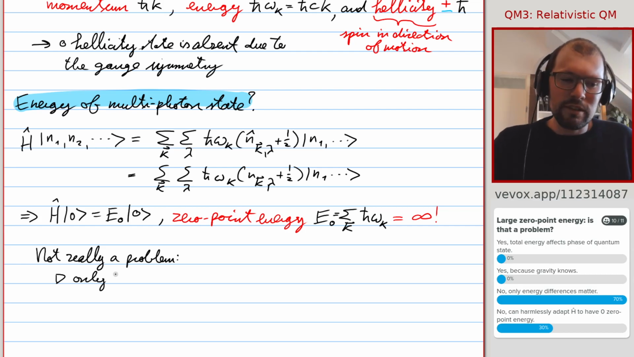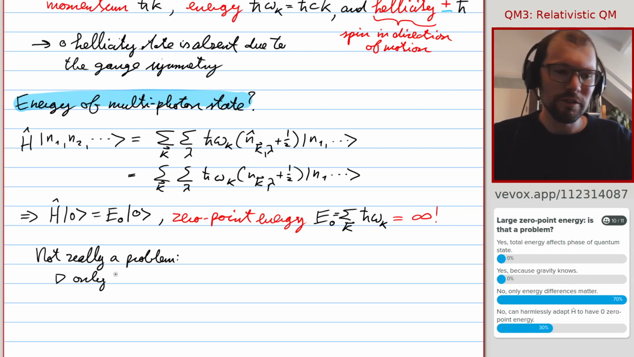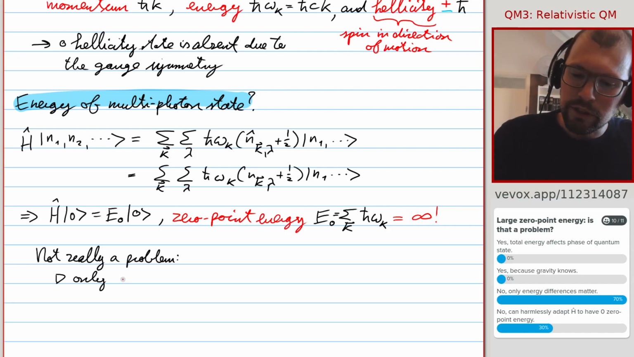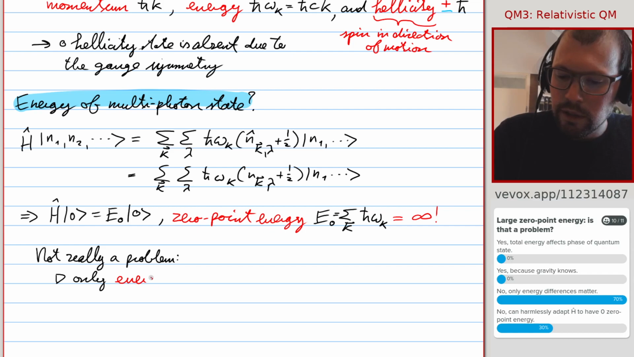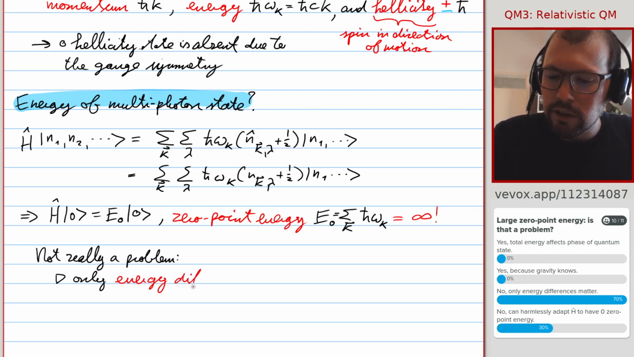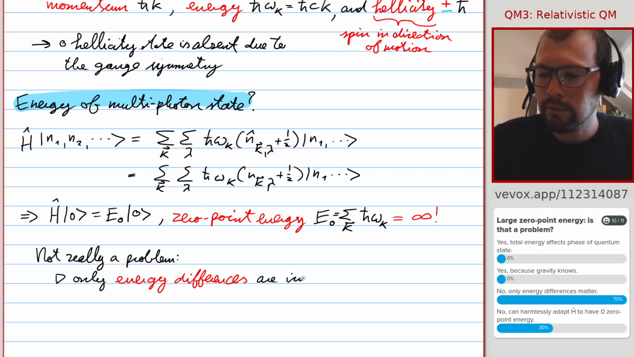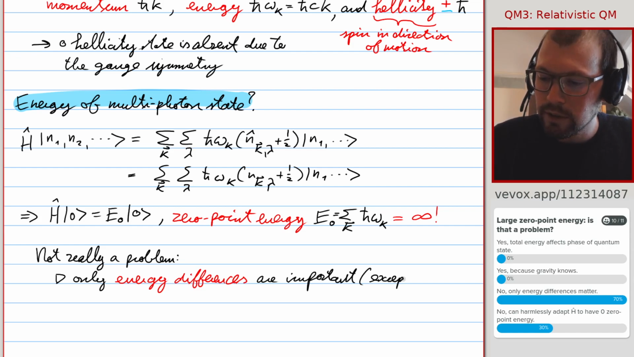So the first is that in classical physics, and also in quantum physics, as long as we do not regard gravity, then really energy differences are of the essence. So as I said, except perhaps in gravity.